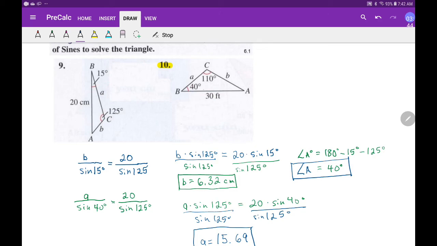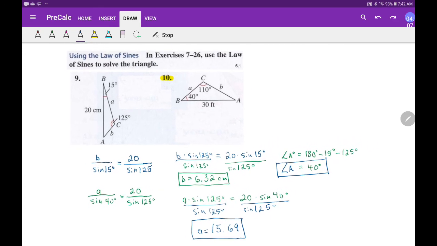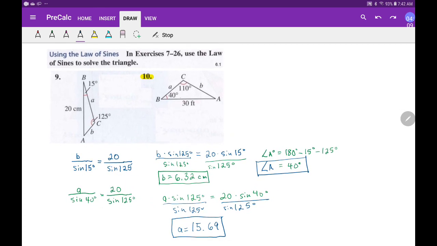Does that make sense, that A would be about 15, 16? Sure, this is obviously going to be the longest side because it's across from the biggest angle. But then A is across from the next biggest angle, which is 40. And then we expect B to be quite small because it's only across from a 15-degree angle. So this makes sense. This holds up to the sniff test. And we've solved for everything we didn't know in the triangle.